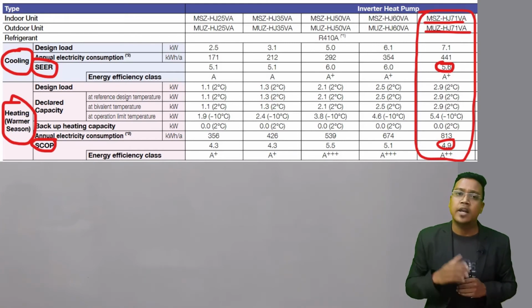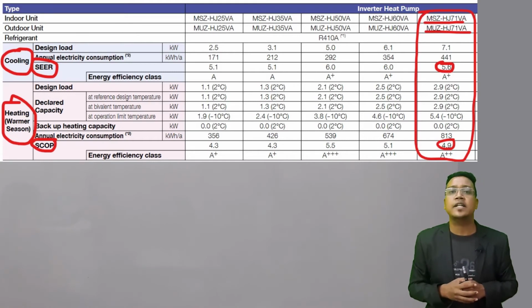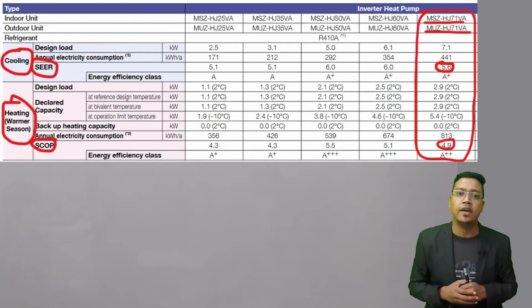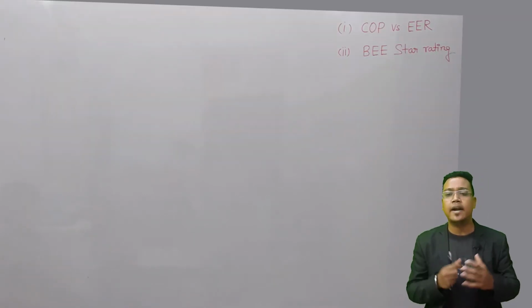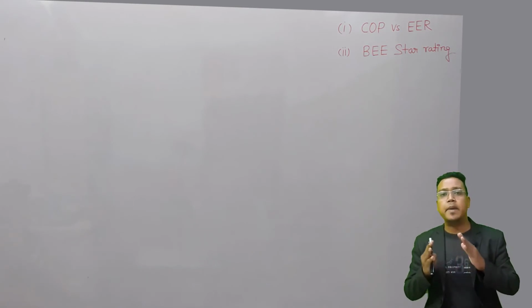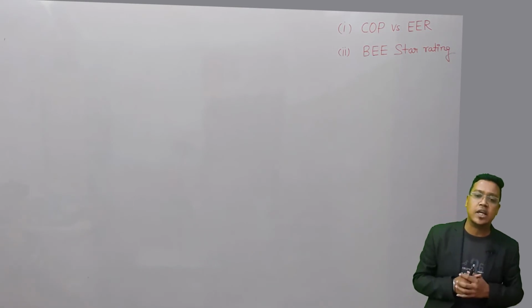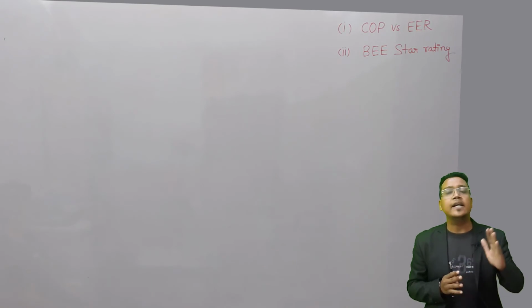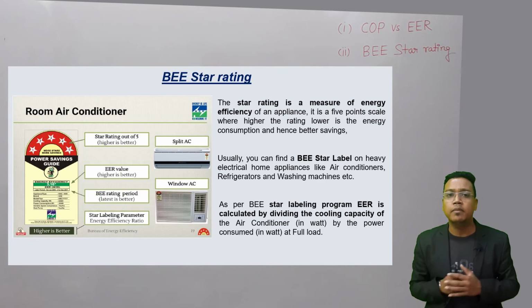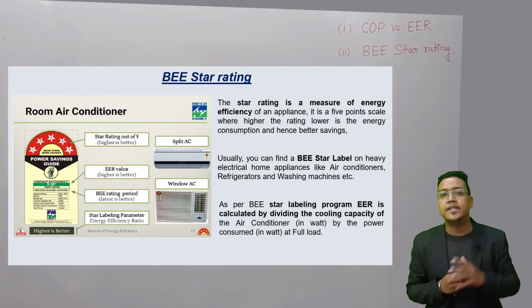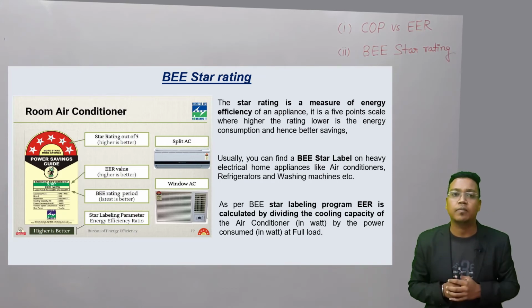Okay friends, now let's move further. We will study the Bureau of Energy Efficiency Star Rating. What is that? The star rating is a measure of the energy efficiency of an appliance. It's a 5-point scale. You can easily see in the diagram that there is a 5-point star. The appliance which has more stars is more energy efficient.